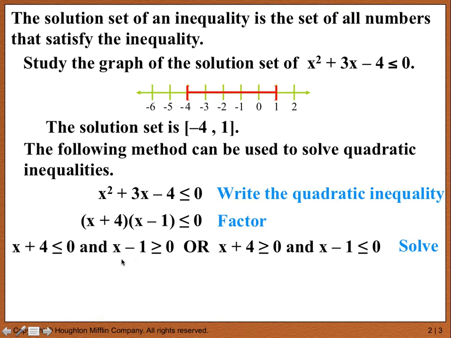Now remember, when we're talking about math, "and" means intersection. That is what's common to both. "Or" means union, and that's joining things, whether there's common elements or not. Okay, so it's important to keep that in mind.